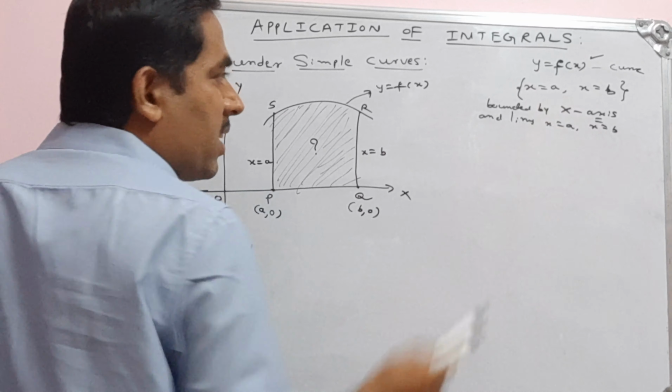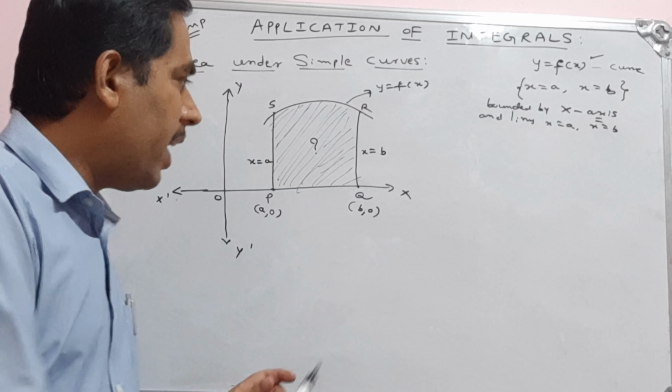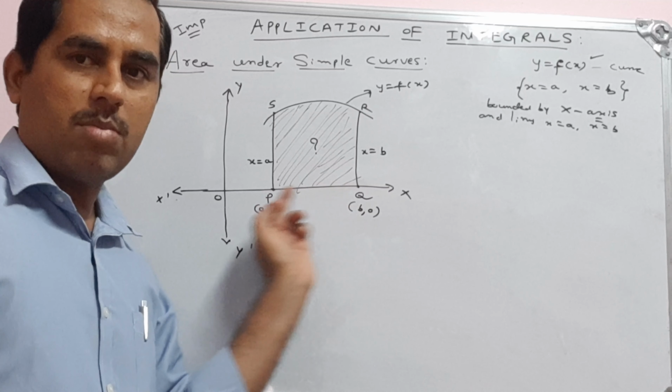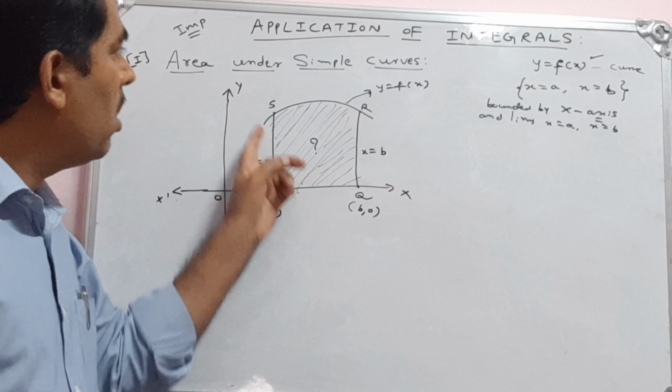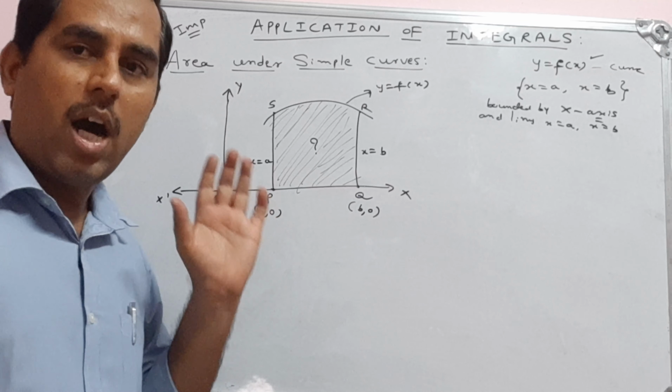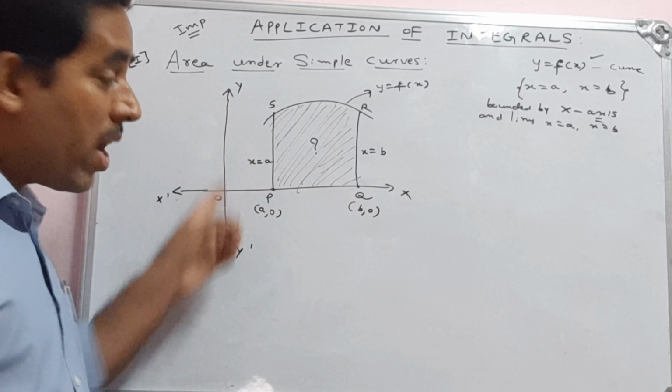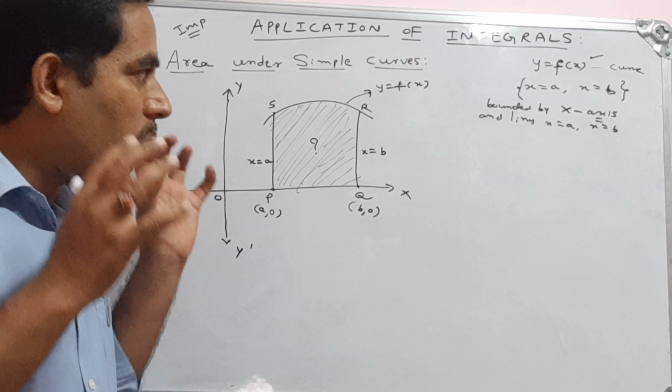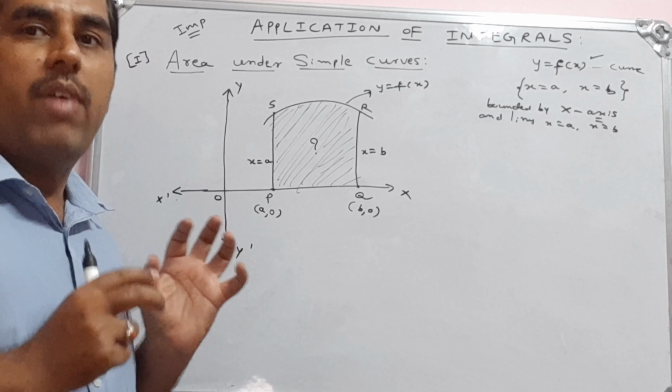To find out this area, which area? The area bounded by the x-axis, curve and the lines. Observe this diagram. Lines means vertical lines, the lines which are parallel to the y-axis. So if we want to find such areas, we can apply integrals. So how can we understand this? I want to find out this area.